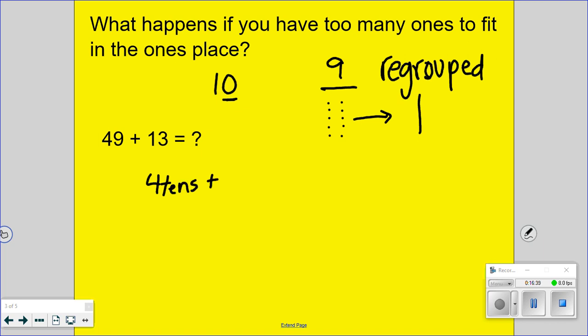How many ones are in 49? There are nine ones. How many tens are in 13? One ten. How many ones are in 13, Penelope? Three.